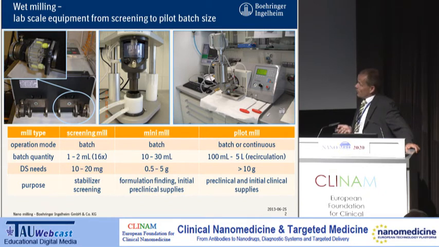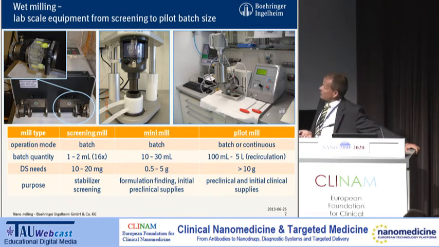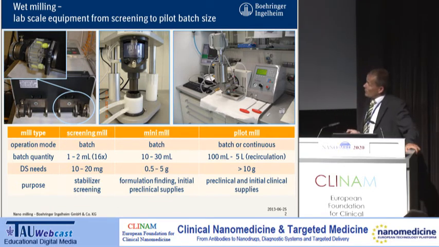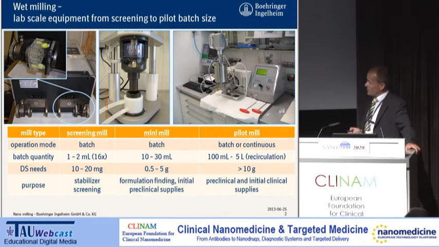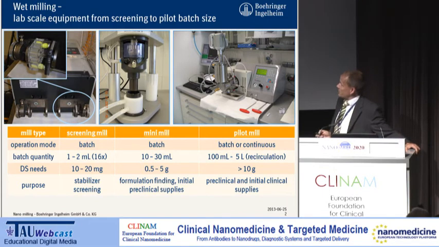These are more or less only used for stabilizer screening in the very early stages, where we want to learn something about our product, which are suitable stabilizers for such a suspension. The next step would then be a mini mill, where the typical volume is, say, 10 to 30 milliliters, with a drug usage of 0.5 to 5 grams typically. And this is then used for the very first steps in formulation finding and perhaps for initial preclinical supplies for formulation testing in animals and things like that.